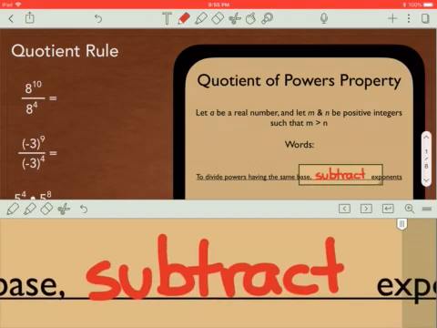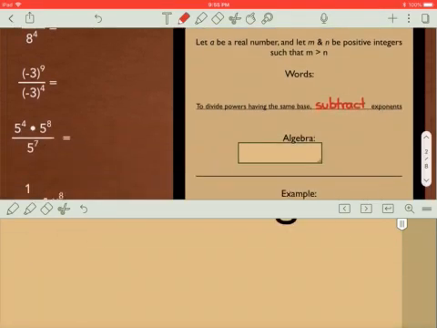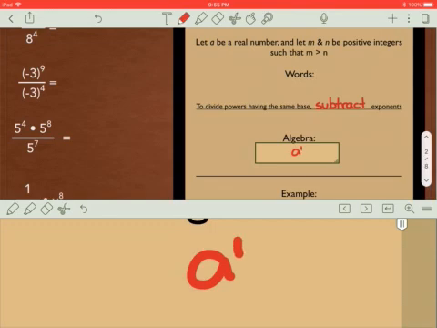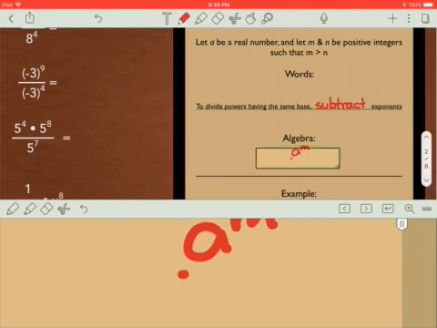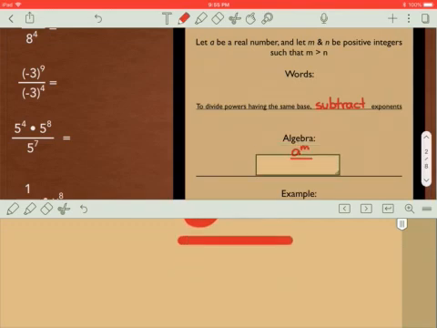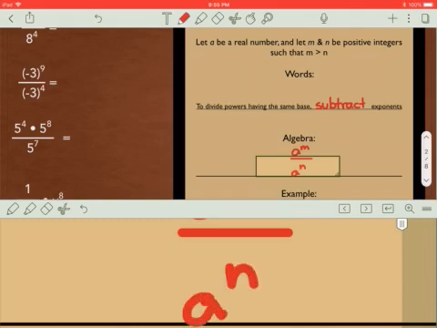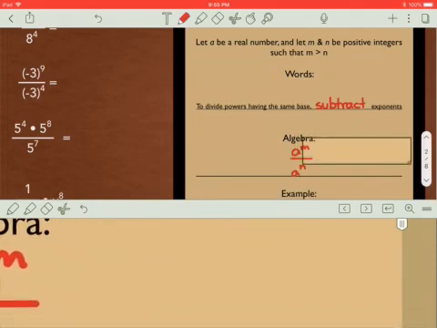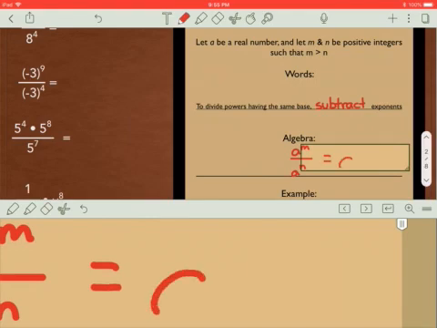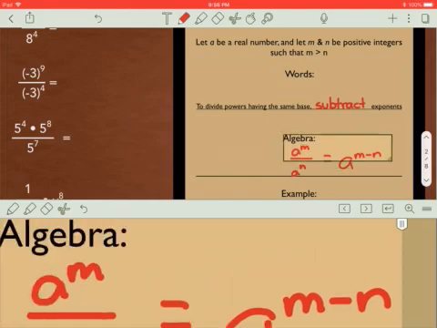And our algebraic rule for that, where it says algebra, we're going to say that when we have a to the m over a to the n, that is the same as a to the m minus n. So we simply just subtract.